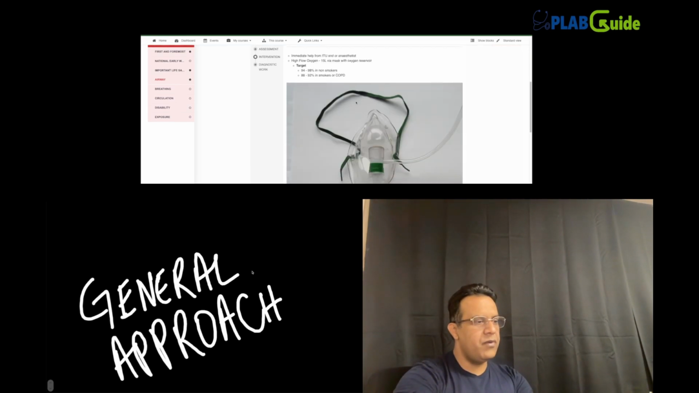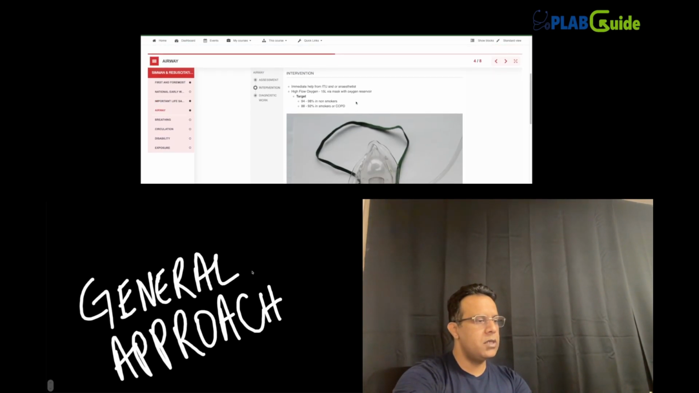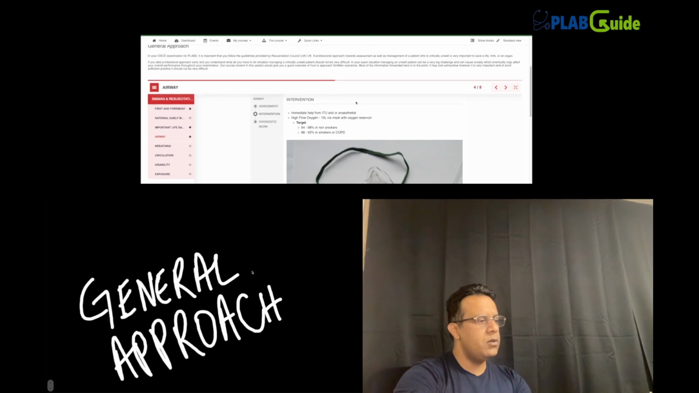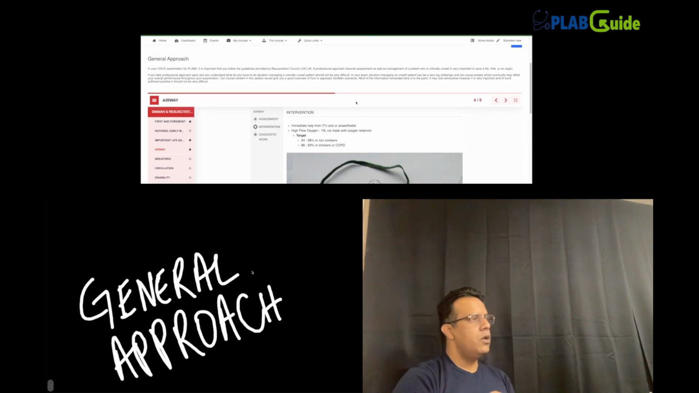What are the possible interventions? Target oxygen saturation. This is what we want to do. We want to go through the guidelines, based on the patient's COPD status and any other problem. So we target the oxygen saturation 94 to 98 for the normal person who does not have any history of COPD. But those who have a history of COPD, we should keep the target between 88 to 92.